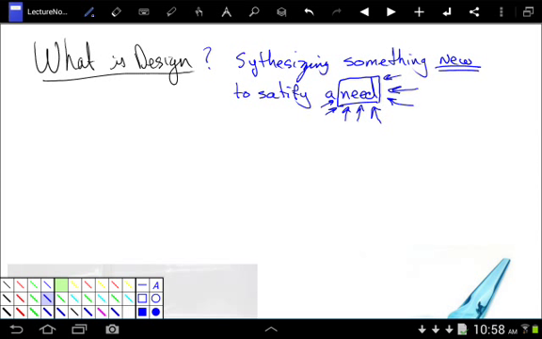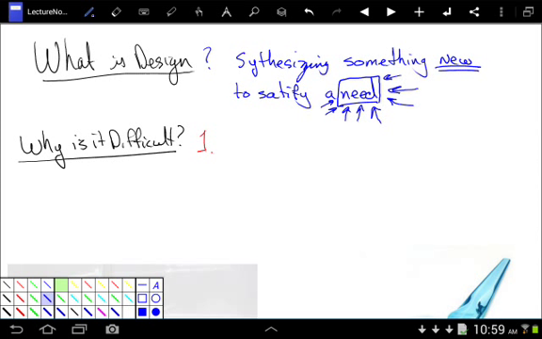Now this sounds pretty easy actually, but in practice it's quite difficult. But why is it difficult? It's difficult because, well, first of all, the problems we solve are not straightforward.